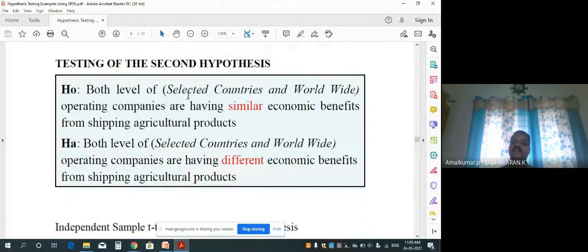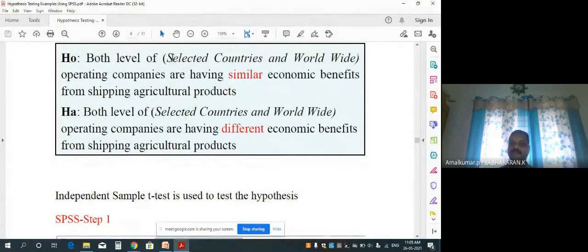Based on this hypothesis, the researcher wants to compare the selected country oriented and worldwide oriented shipping companies. So in order to compare these 2 companies, the researcher selects an independent sample t-test. The independent sample t-test is again a comparative test for comparing 2 means. This is a parametric test. Here there are 2 means, for the selected country and worldwide operating companies, both having different mean values.